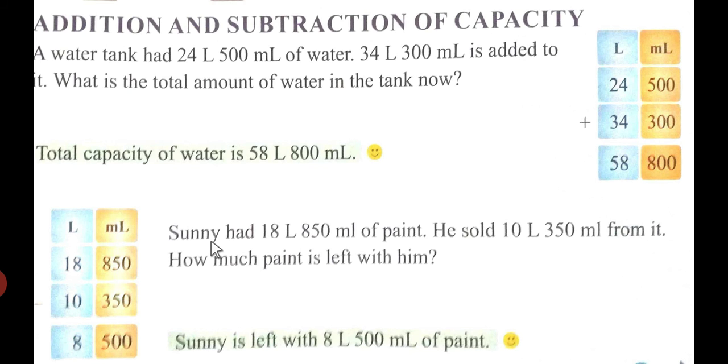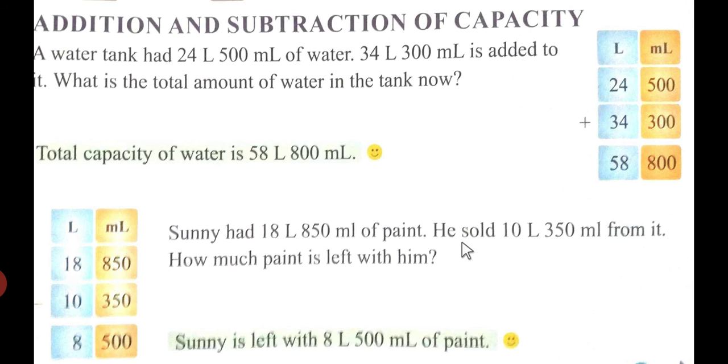So let's see another question. Sunny had 18 liters and 850 milliliters of paint. He sold 10 liters 350 milliliters from it. How much paint is left with him? So under the liter you will write 18 and 850 you will write under the milliliters. Then he sold 10 liters and 350 milliliters. So 10 you will write under liters and 350 milliliters you will write here.